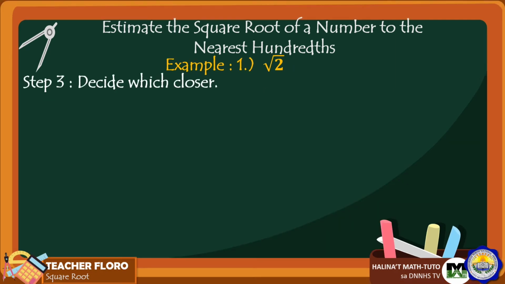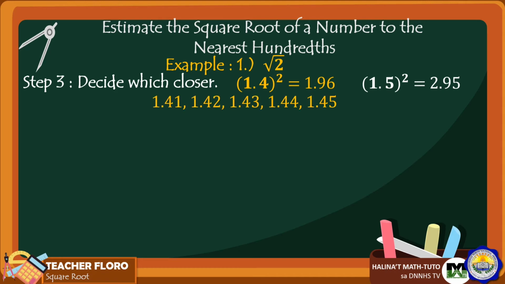Moving on to the third step, decide which one is closer. 2 is closer to 1.96 than 2.25. So, the square root of 2 must be closer to 1.4 than 1.5. For the hundredths decimal place, we can try 1.41, 1.42, 1.43, 1.44, and 1.45.